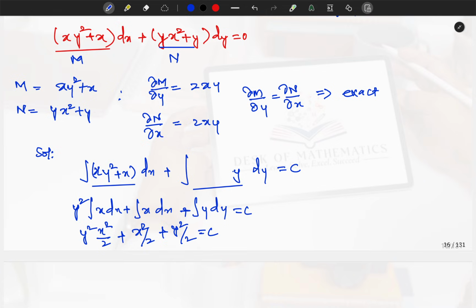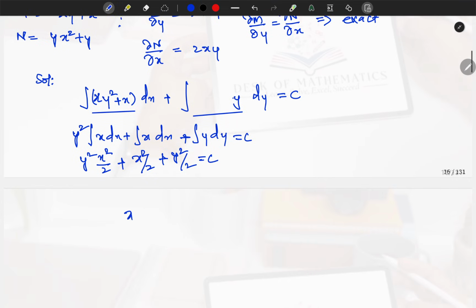So this will be your answer: x²y² + x² + y² is equal to 2c, and you can write it as c. So this is the way how we can write the answer. Okay.